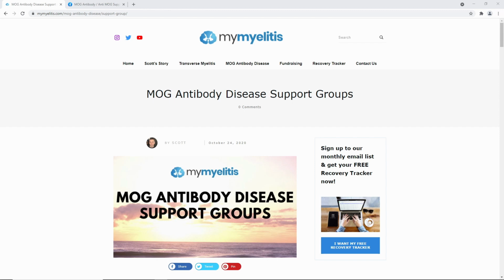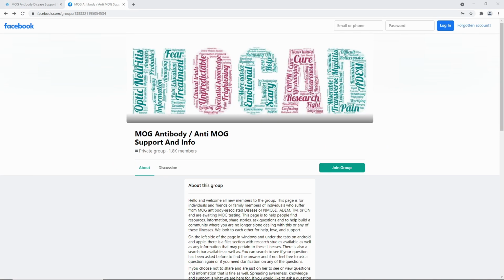But if you are looking for a recommendation, I would still post on there anyway, because these groups are going to have the greatest chance of being able to give you a recommendation due to the amount of members on there. So the first of the big support groups is the MOG Antibody / Anti-MOG Support and Info group, which you can see here on your screen. This is a Facebook support group for individuals, friends and family of those who suffer from MOG antibody disease, and also those who are awaiting MOG testing results.